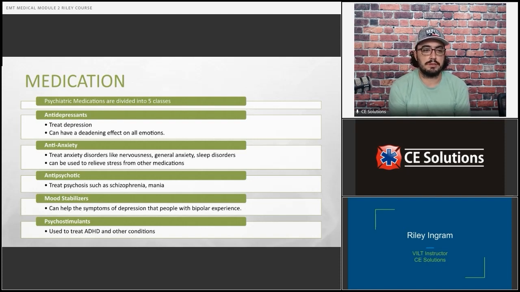Mood stabilizers can help with symptoms of depression in people with bipolar experience. My gosh, I'm sorry about that. That was a tongue twister. Psychostimulants are used to treat ADHD and other conditions.